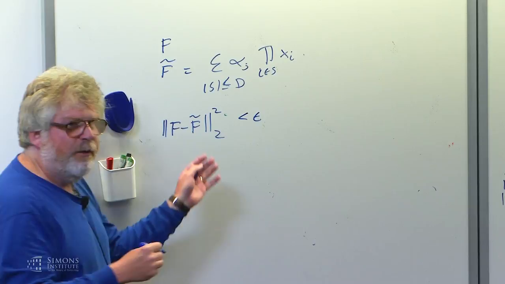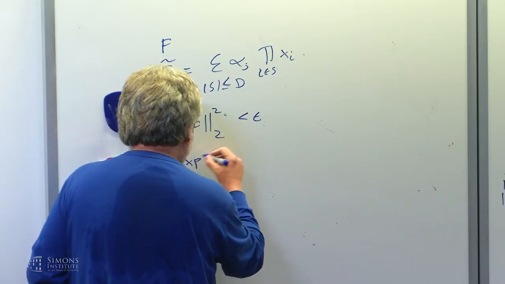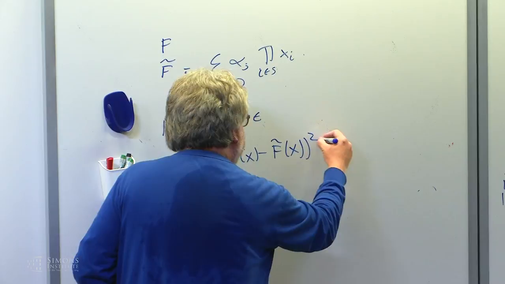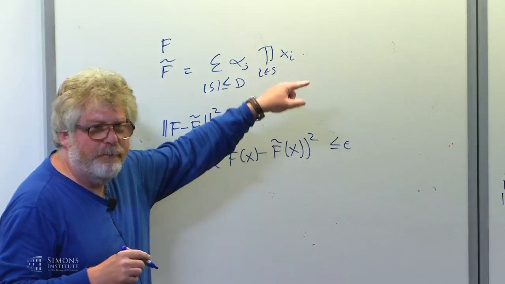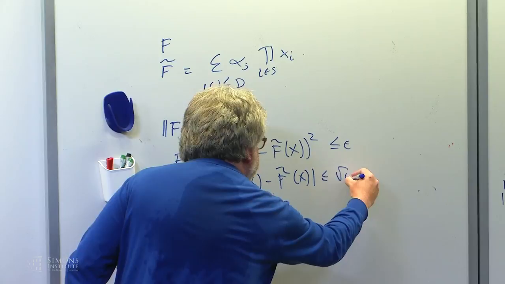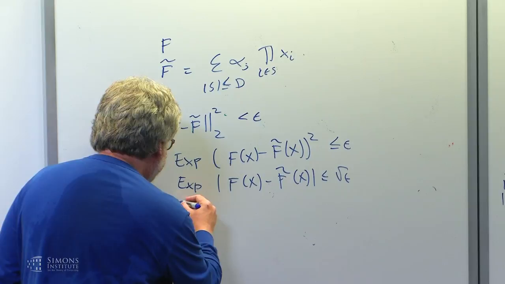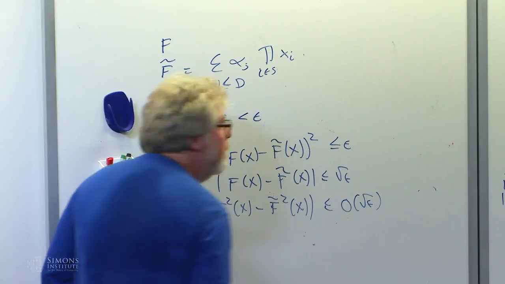Since the L2 norm is the same in the Fourier basis as in the value basis, this is saying the expectation of (f(x) minus f tilde(x)) squared is at most epsilon. Let me give a couple of consequences of this. Because the expectation of a square is always bigger than the square of an expectation, it follows that the expectation of the absolute value is at most square root of epsilon. And here's something a little bit less obvious. The expectation of the difference of the squares is at most order square root of epsilon.